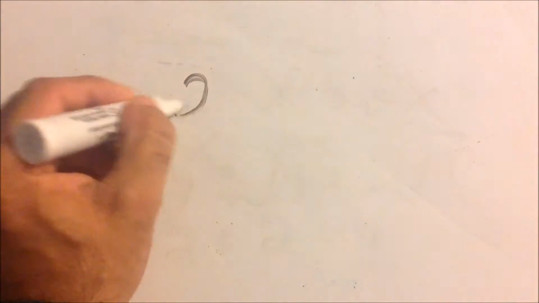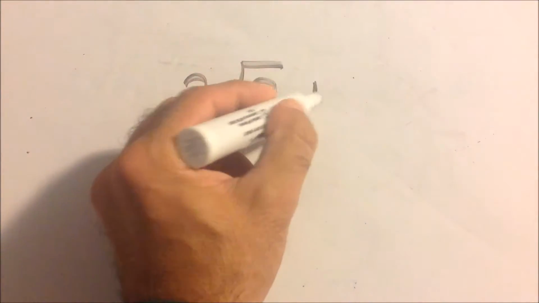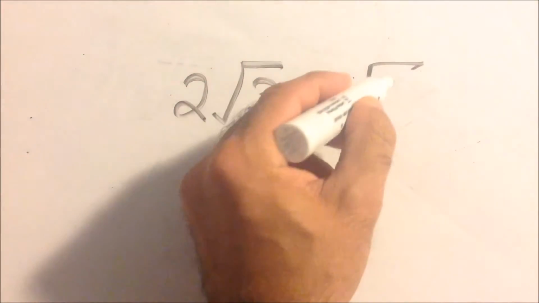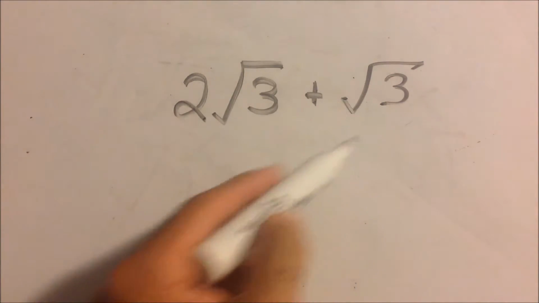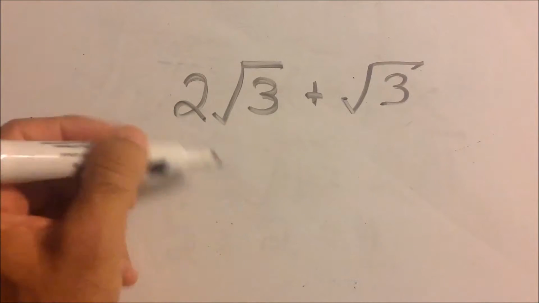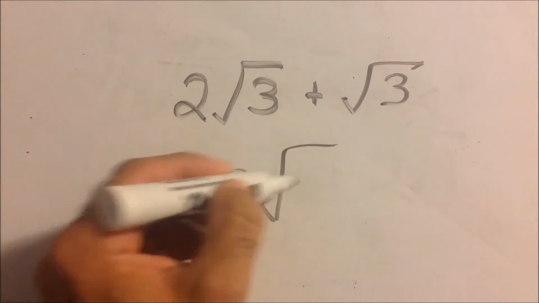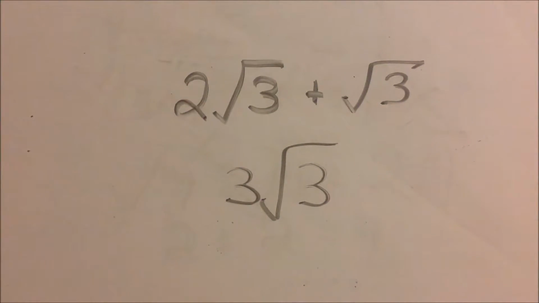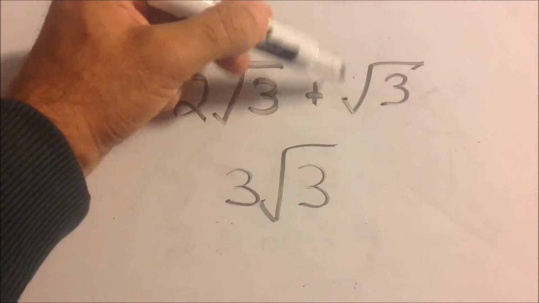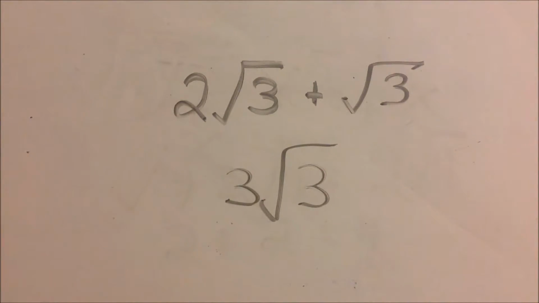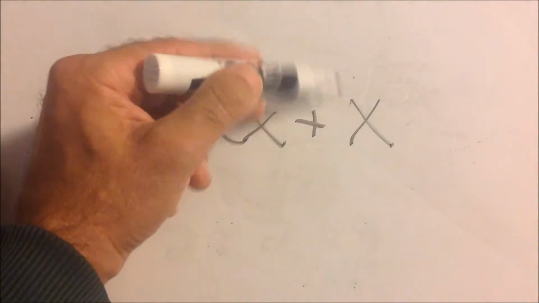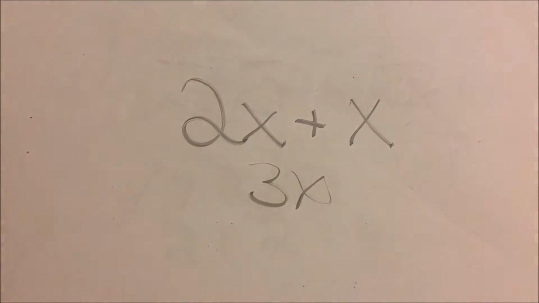So let's say we had 2 square root of 3 plus the square root of 3. What do you think that answer would be? Well, they have the same radicand, so this would be 3 square root of 3. When there's no number out front, just think of it as being a 1. It's the same as when we did variables. If we had 2x plus x, there's an invisible 1 there, so it would be 3x.